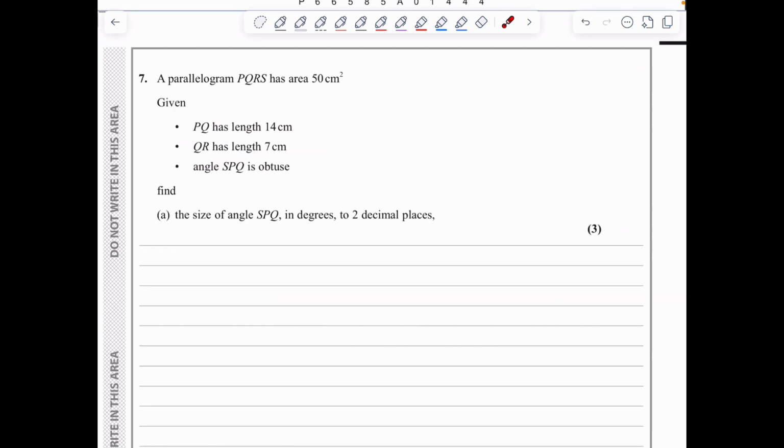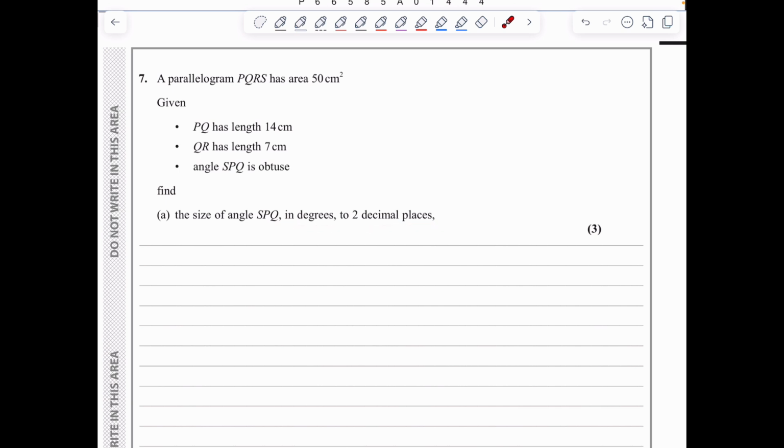In question 7, we're given that the parallelogram PQRS has an area of 50 square centimeters. Now PQ has a length of 14 centimeters, QR has a length of 7 centimeters, and angle SPQ is obtuse, and we need to determine the size of this angle in degrees to 2 decimal places.